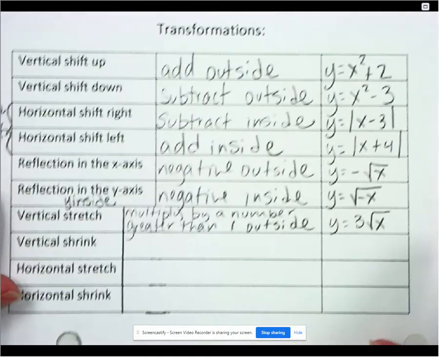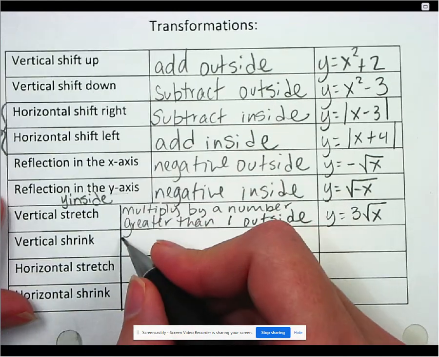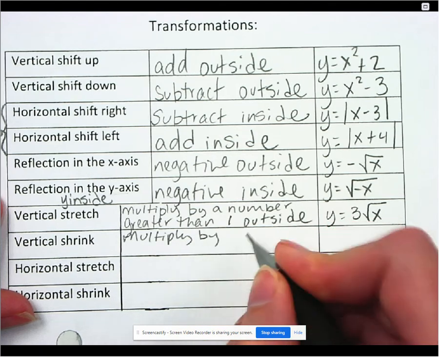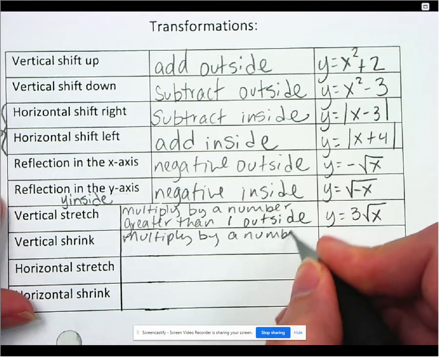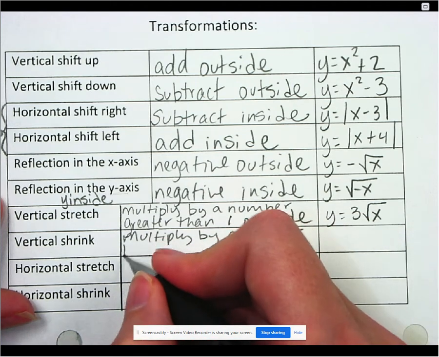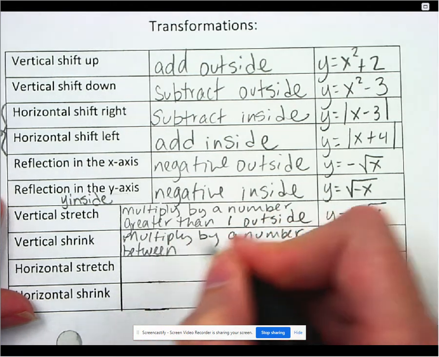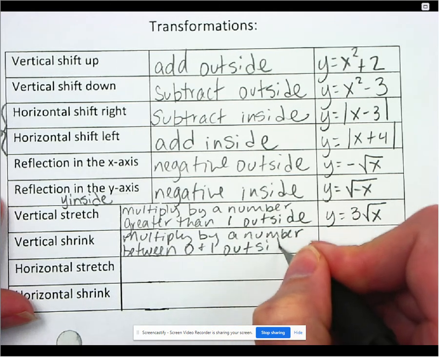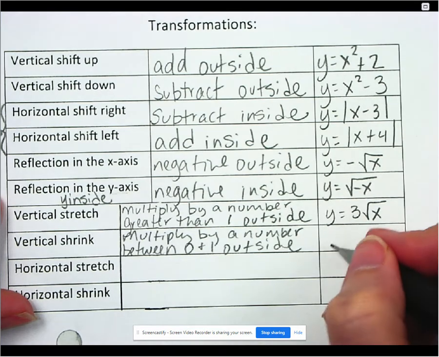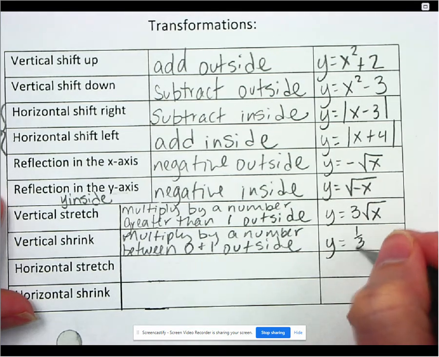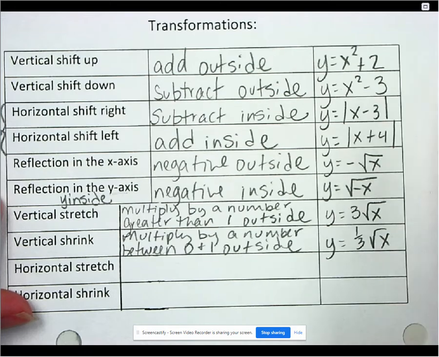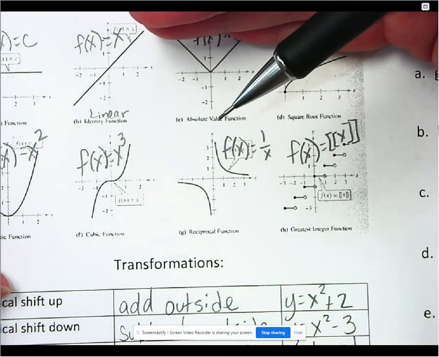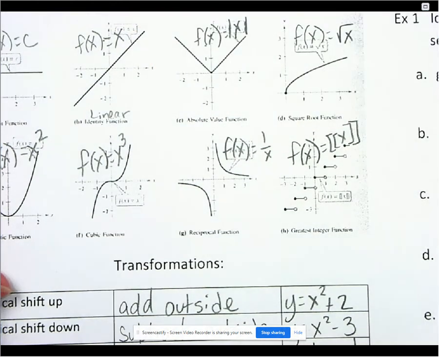Okay, and then for a vertical shrink, you're still multiplying on the outside, but it's going to be a smaller number. So we're going to multiply by a number between 0 and 1 on the outside. So that could be something like y equals 1/3 square root of x. That would take the square root function and shrink it to be a third as tall as the original.